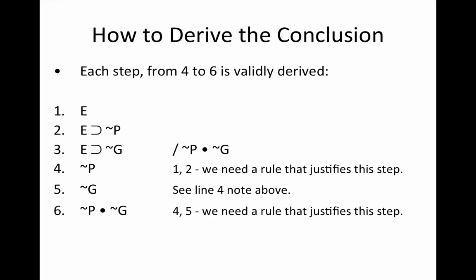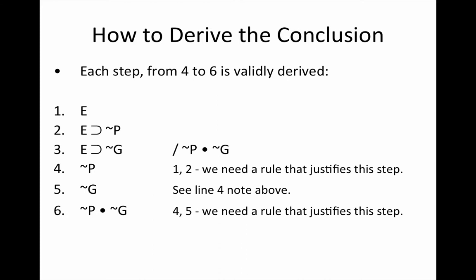In other words, think about it this way. If Ed is excellent, then he's not a putz. Ed is excellent. That's what sentence 1 says. So Ed is not a putz. That's what sentence 4 says. Sentence 3 says, if Ed is excellent, then he's not a goober. Sentence 1 says, that's right, Ed is excellent. So sentence 5 follows, Ed is not a goober.